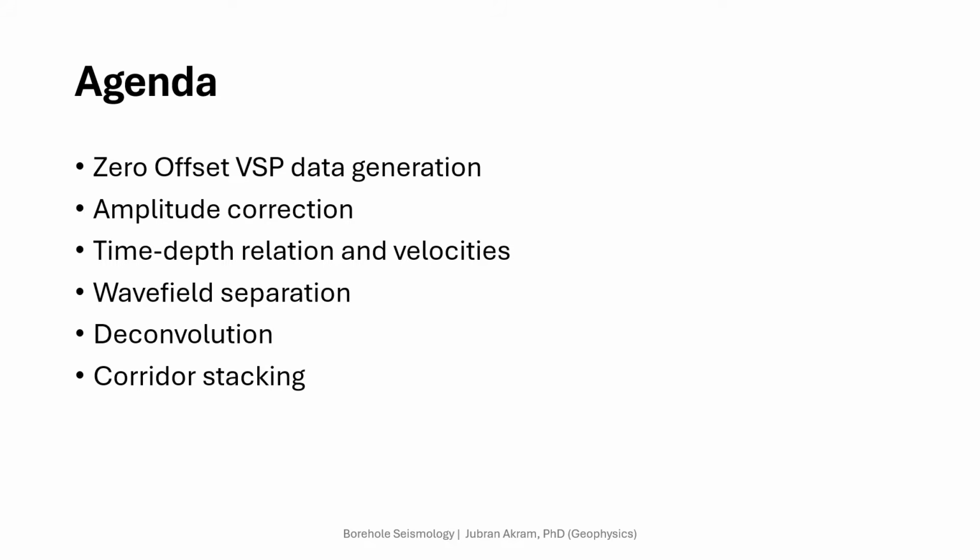We will also see how to separate downgoing waves and upgoing waves in the VSP data. Then we will apply predictive decon to this data to suppress multiples. And then on the time corrected upgoing wave, we will extract the corridor stack, the final output, that we could compare with the surface seismic and well log data.